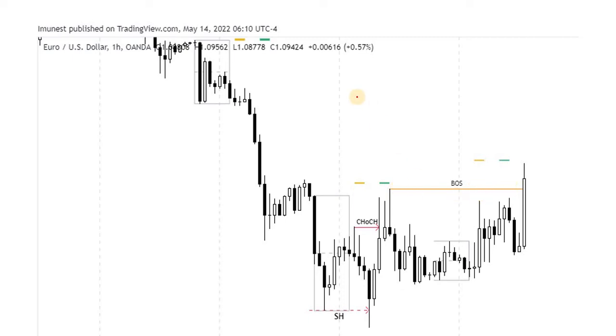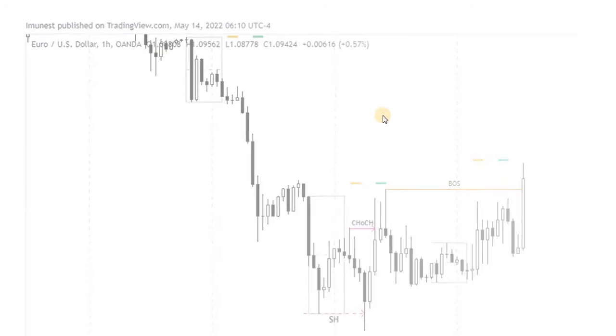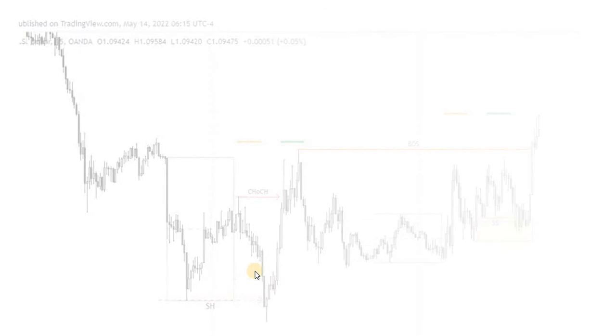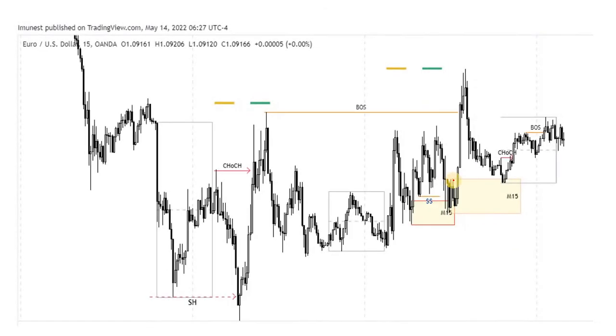What we need to do now is to scale down to a much lower time frame, in this case the 15 minutes time frame. When we scale down to the 15 minutes time frame, we look for the zone that actually led to this break of structure, which is somewhere here. Alright, that's the zone that led to the break of structure. We mark that zone. This is what we have here.